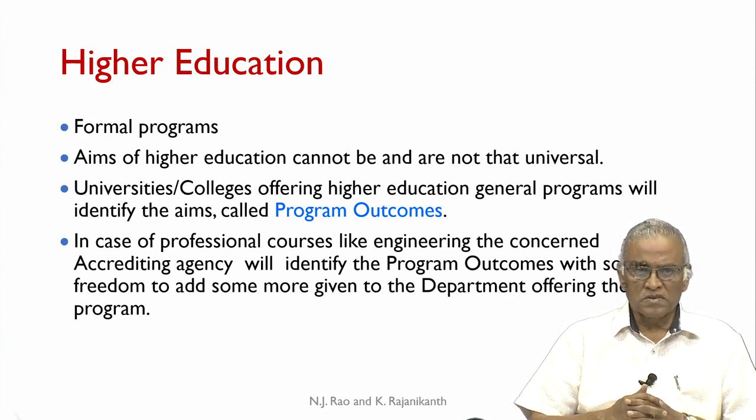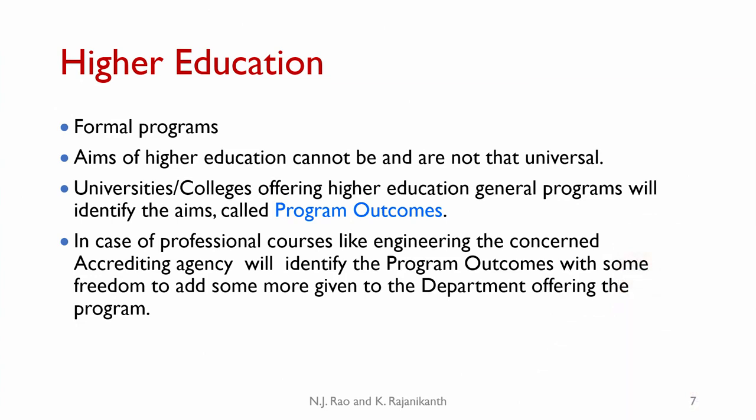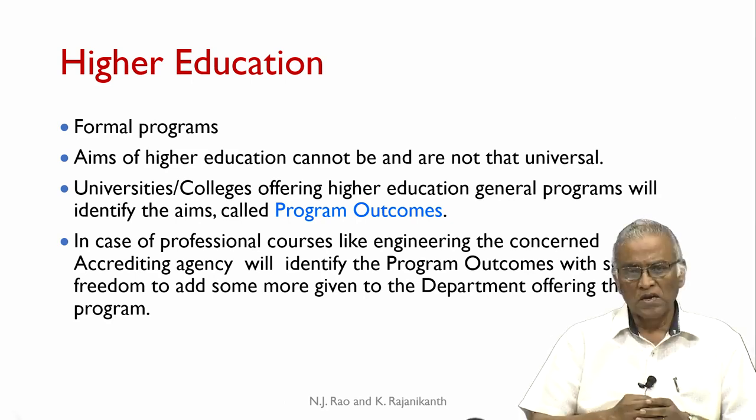In case of professional courses like engineering, the concerned accrediting agency will identify the program outcomes. That means it is not left to the choice of the college or university. There is a national accrediting agency. For example, if you take architecture or medicine, the so called program outcomes or the entire professional course is designed and given by the accrediting agency. Not only that, some amount of freedom is given to the department offering the program to add some more outcomes to this program outcomes. We call these additional outcomes as program specific outcomes.